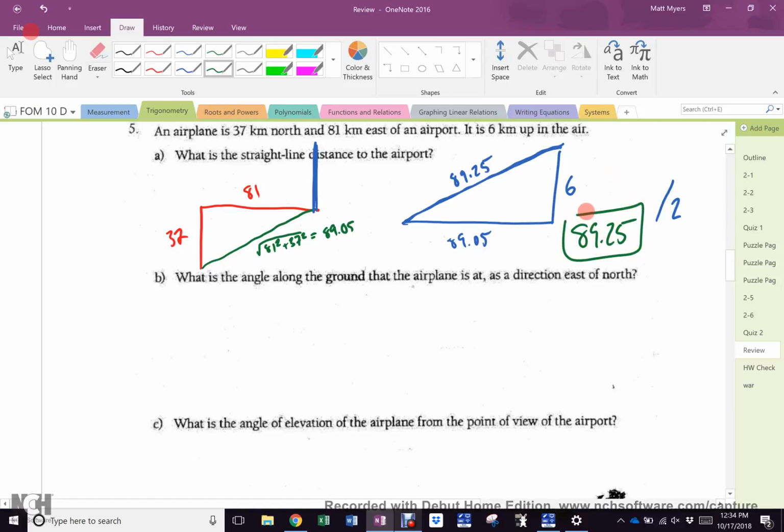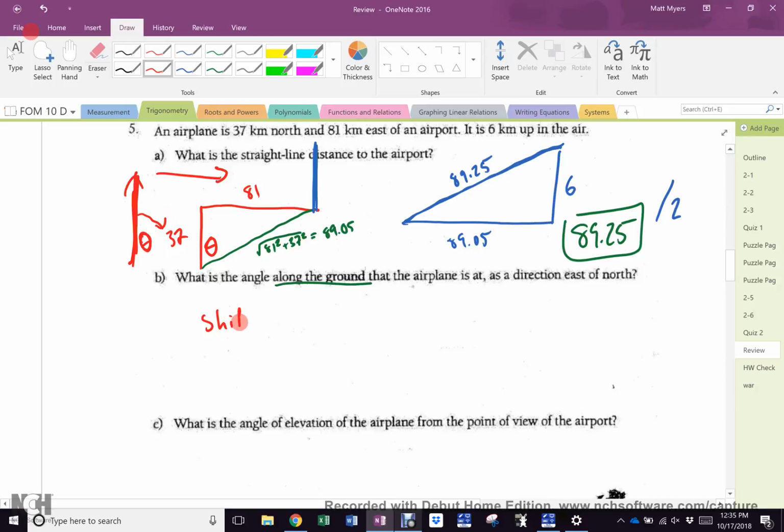Is everybody good? Now, what is the angle along the ground? Red triangle or blue triangle for angle on the ground? Red triangle, because this one is 6K up in the sky. I need this angle, right? North is that way, east is that way, yes? So I must need the angle that is east of north. Well, if that's north, and then I shifted to the east, I must need this angle, yes? Which is this angle, yes?